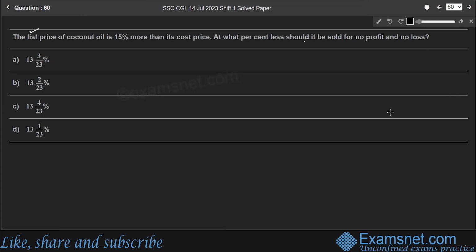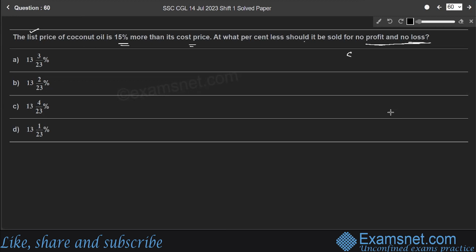Question 60. The list price of coconut oil is 15% more than its cost price. At what percent less should it be sold for no profit and no loss? So before going to the list price and the profit percentage, let us come to the last concept, which is no profit and no loss.